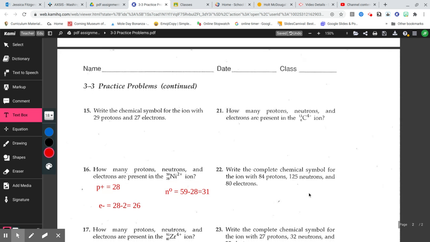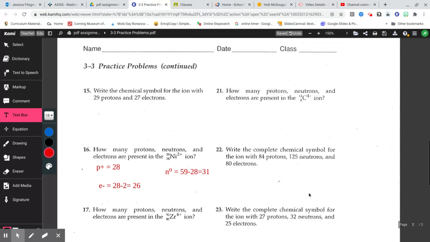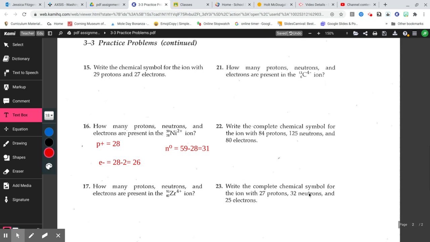Let's take a look at number 22. Number 22 says to write the complete chemical symbol. So this time we want to make sure we include our mass and our atomic number and our charge because we're working with an ion. And we have 84 protons, 125 neutrons, and 80 electrons.